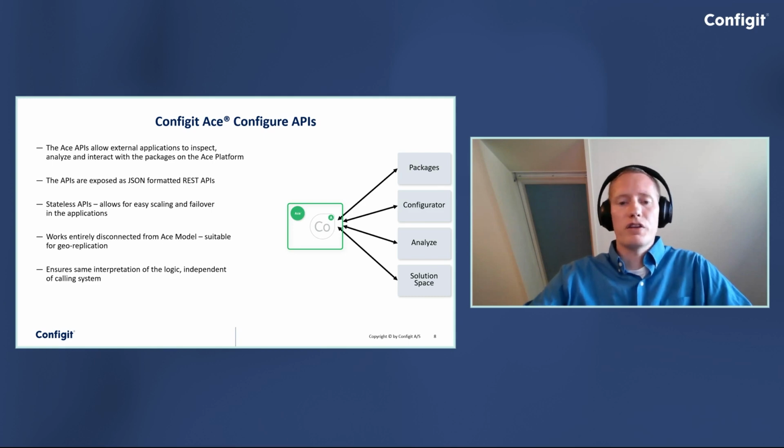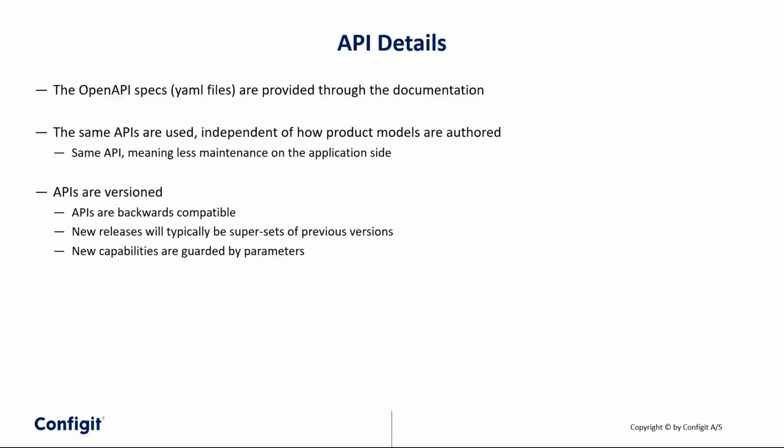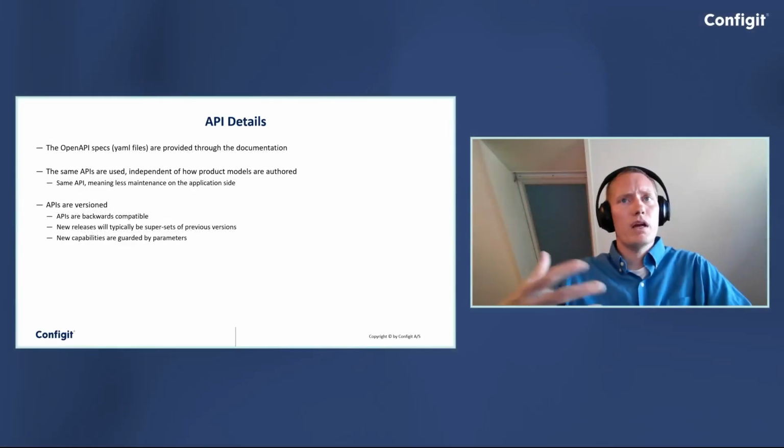And here on the right side, you just see the different key entry points on the APIs. So we have the packages, we have the configurator, we have the analyze area that Jesper also showed about explain why, and then we have the ability to expose the solution space as APIs as well. The APIs themselves come together with the Open API specs, the YAML files, which allow you to go in and build your own proxy against these APIs. And together with very comprehensive documentation, it's all exposed together with the installers of our software.